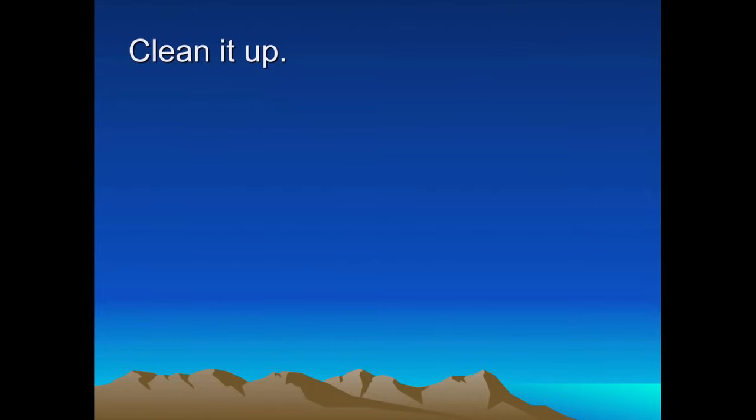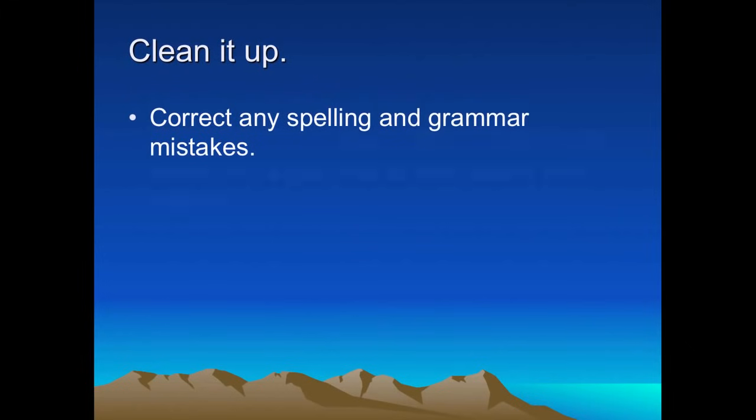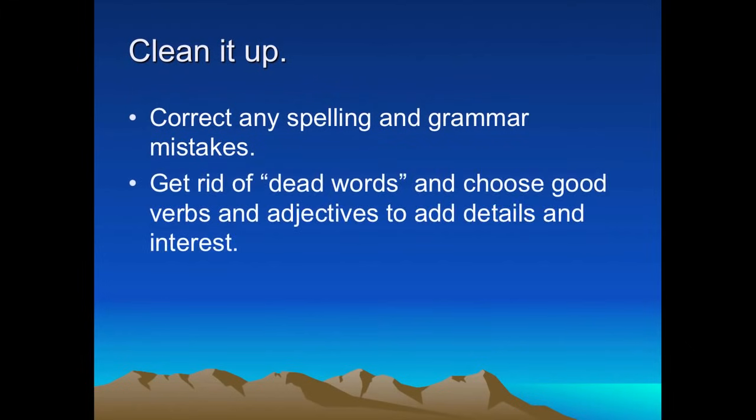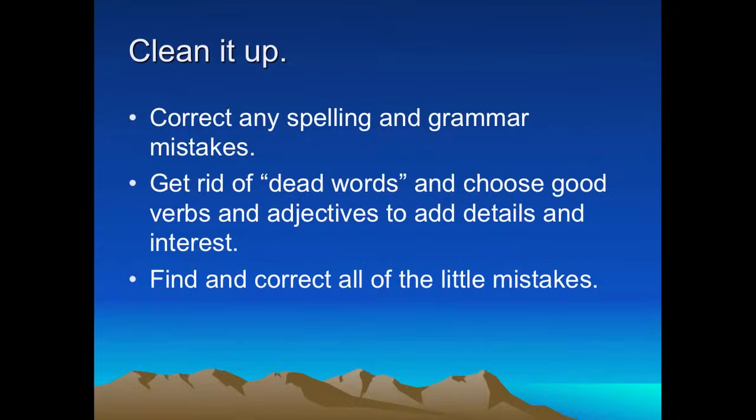And then clean it up. Now that you've drafted it and you've proofread it, now just start cleaning it up. Find those mistakes and start fixing those spelling and grammar mistakes. Start getting rid of those dead words and choosing good verbs and adjectives to add details and interest. We want to make sure that the words we choose are so specific and so appropriate that it causes the reader to be engaged in our essay. And then find and correct all the little mistakes.